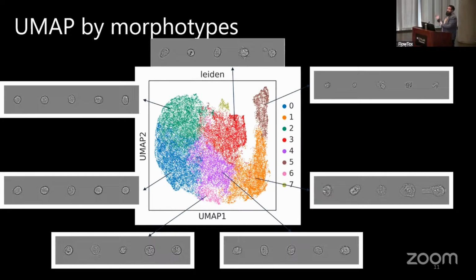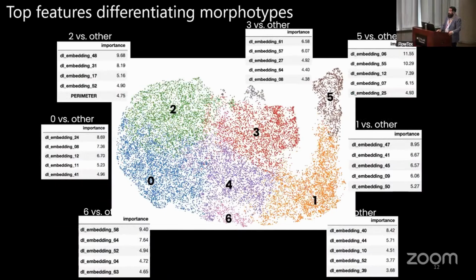That's where we're going to come in at the end to talk about generative AI models to help us understand a lot better than just montage pictures. But what are the top features that are defining these different clusters? All of them are deep learning embeddings. So that's going to be a possible problem in terms of interpretation, but it's more accurate in finding these subtle differences than we can find.